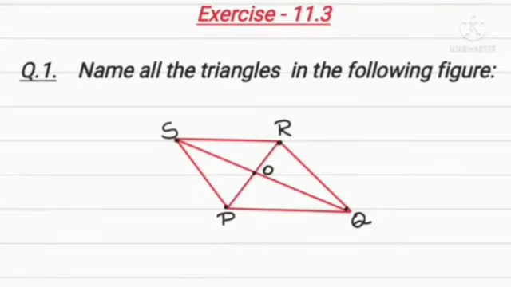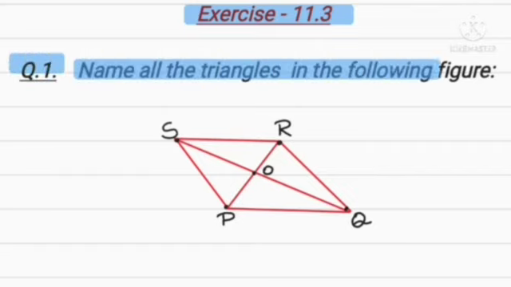Students, in the previous video, we have done different types of triangles. Now, let's begin exercise 11.3. Question number 1. Name all the triangles in the following figure. Now, in this figure, let's identify all the triangles. Let's begin with the small ones first. So, triangle SOR is the first one.